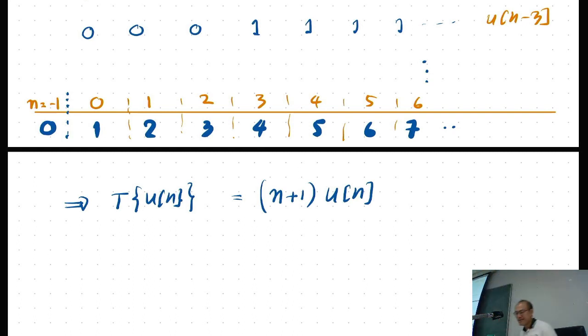To arrive at this solution, you have to use two properties. First, you have to use the linearity, and second, you have to use the time invariance property.